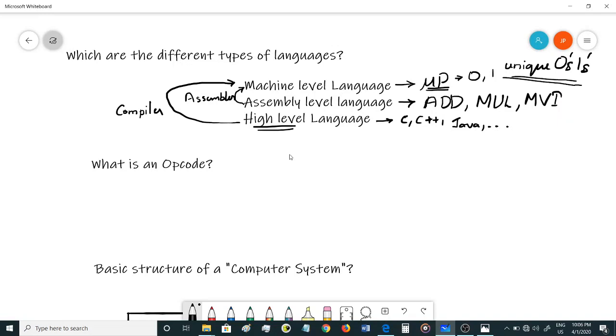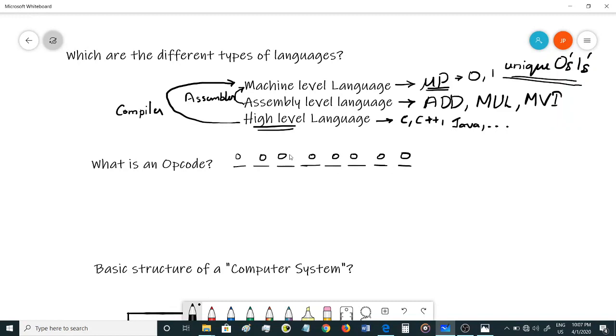For each instruction there should be a unique opcode, a combination of zeros and ones. Only then can the processor understand these instructions. Inside the memory we only store instructions in terms of zeros and ones. So 8085 has 8-bit opcodes. 8-bit opcodes means there are 8 digits which can be filled up with zeros and ones, starting from 0 0 0 0 0 0 0 0 up to 1 1 1 1 1 1 1 1.